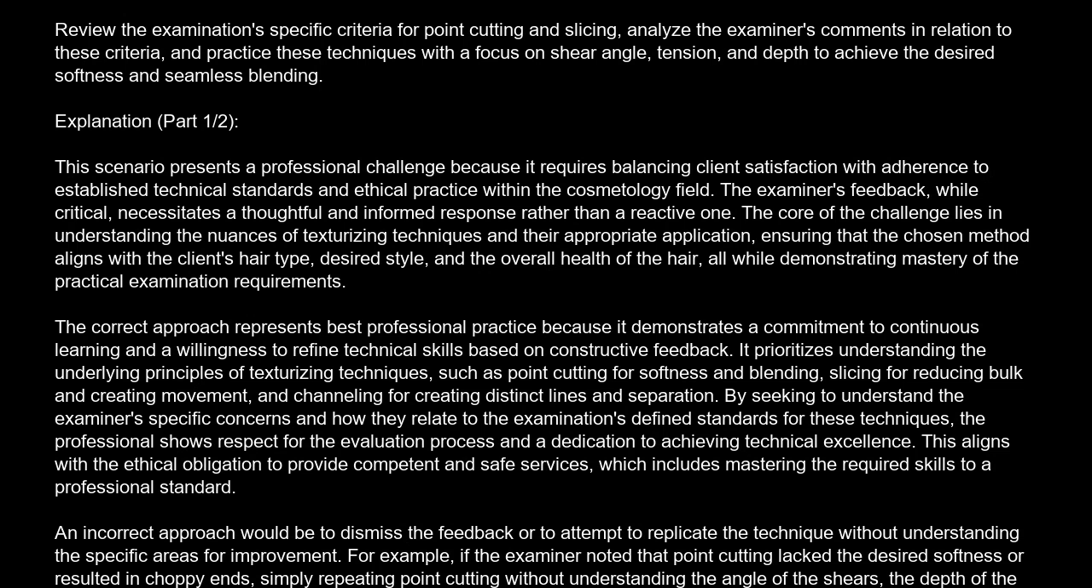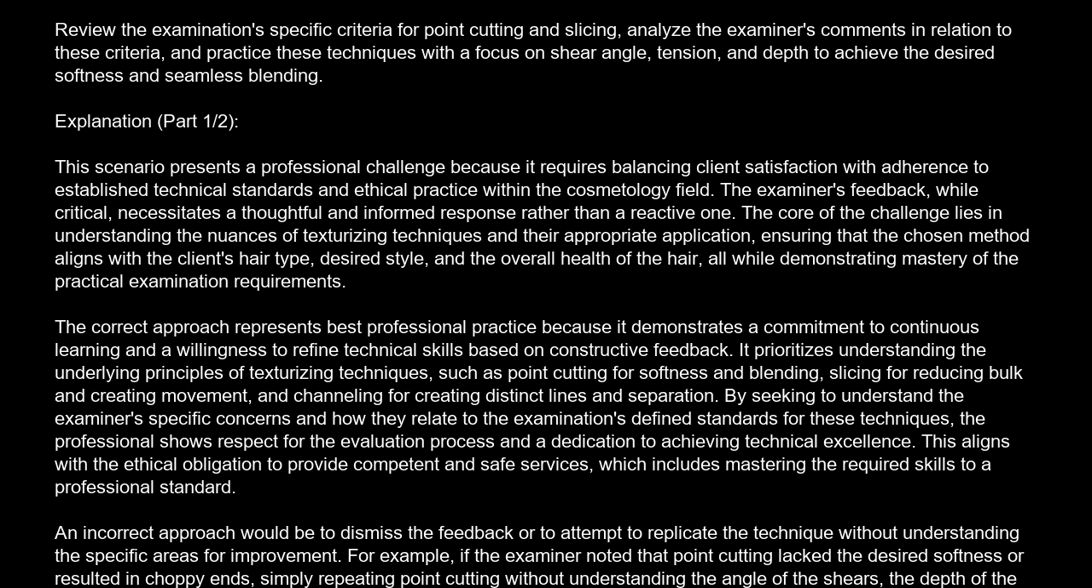Correct answer is D. Review the examination's specific criteria for point cutting and slicing. Analyze the examiner's comments in relation to these criteria, and practice these techniques with a focus on shear angle, tension, and depth to achieve the desired softness and seamless blending.